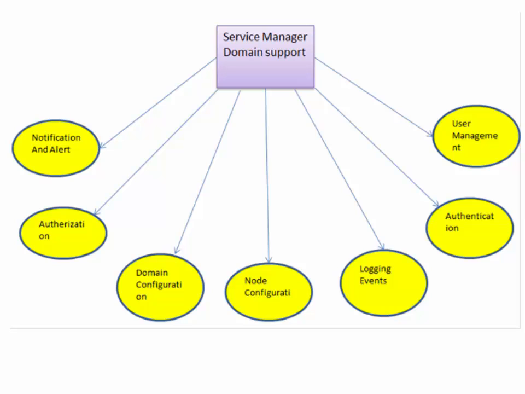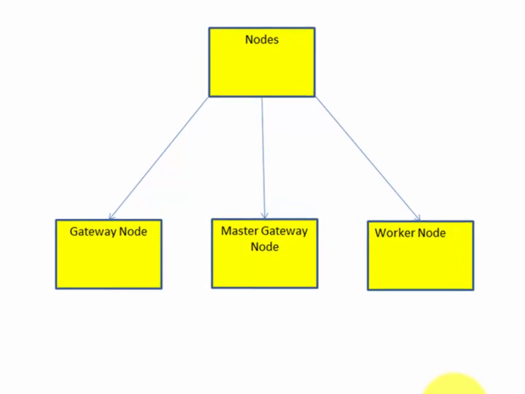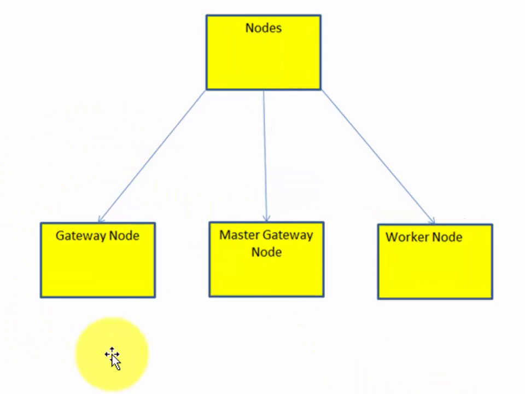Let's now discuss nodes. As you already know, a node means a physical machine. There are three types of nodes available in a domain. The first is the gateway node. The second one is the master gateway node. And the third one is the worker node.